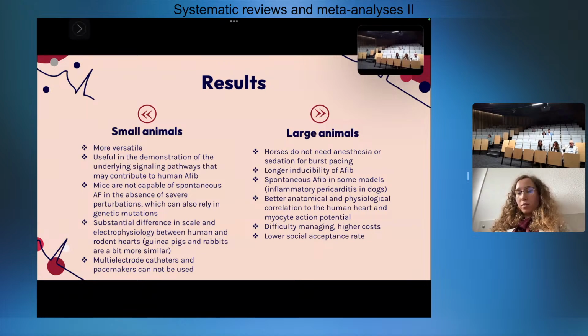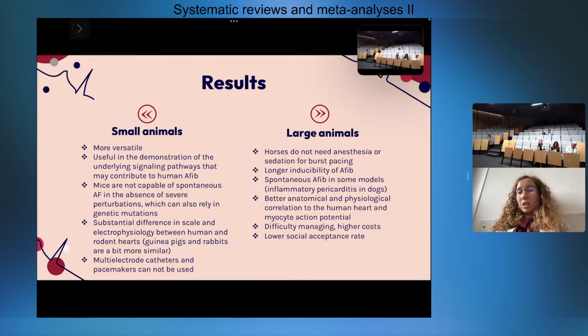But the problem of the rodents is that they are small. The atrial fibrillation is not sustainable for long, only after the injection of norepinephrine, as I showed before. And they are not capable of spontaneous atrial fibrillation in the absence of severe perturbation. So the researchers need to use genetic mutations in rodents.